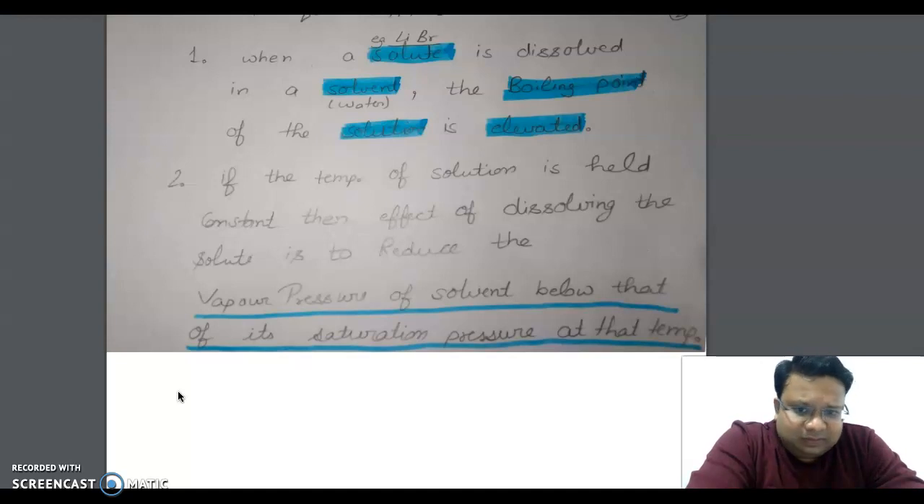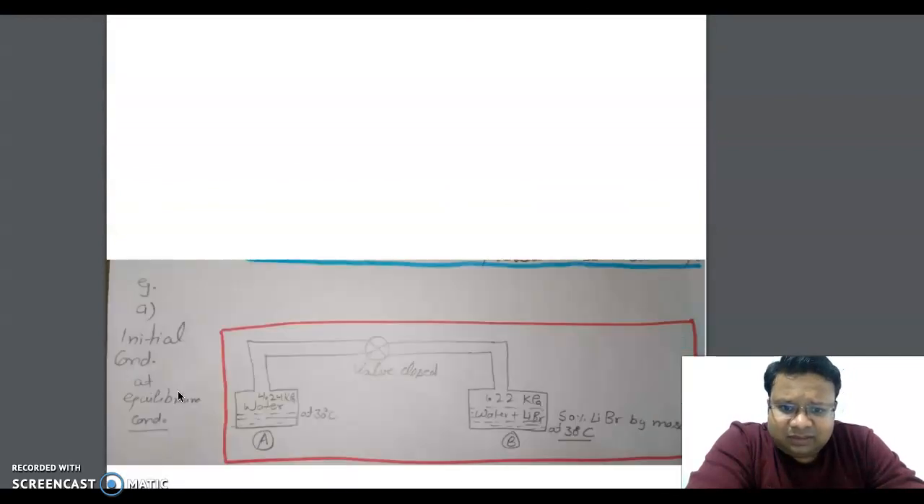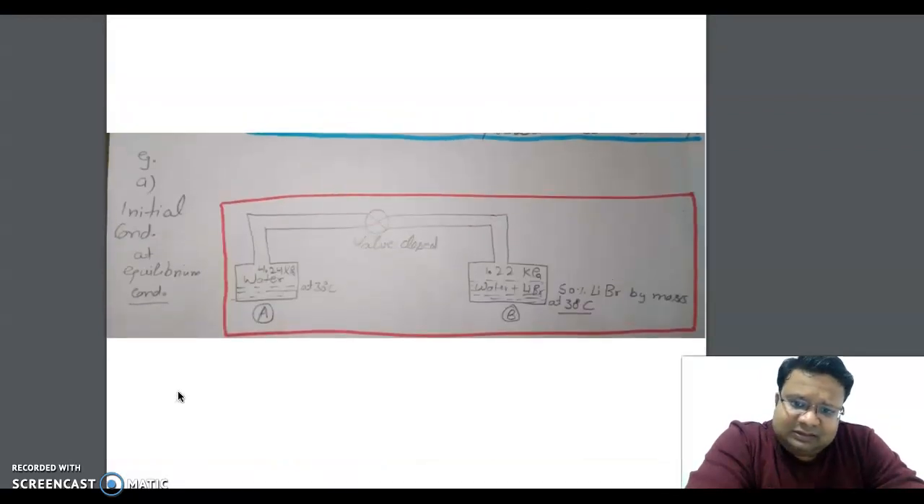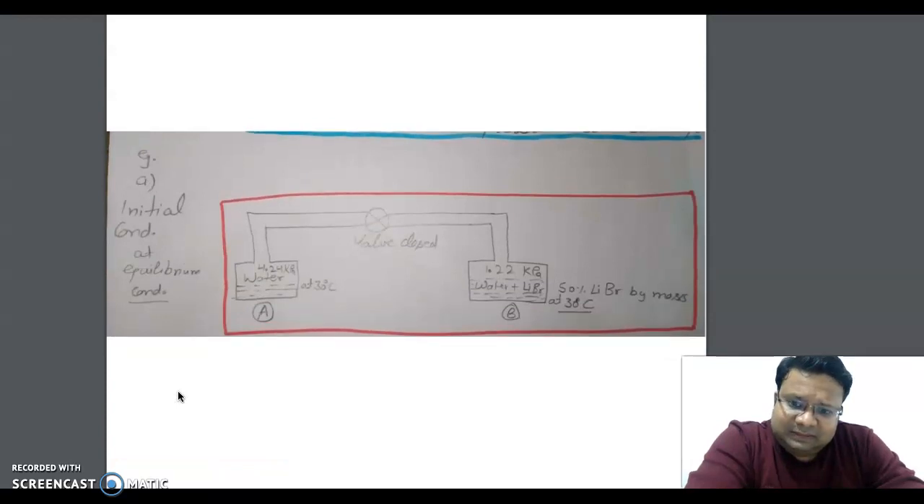Okay, now what does it mean? So we will learn this with the help of an experiment. The experiment is something like, we have two flasks or two reservoirs, reservoir A and reservoir B. Reservoir A is filled with water at 30 degrees Celsius, and reservoir B contains a mixture of water and lithium bromide.